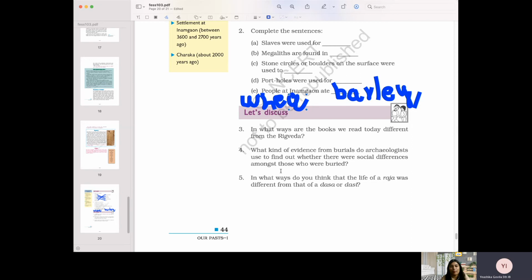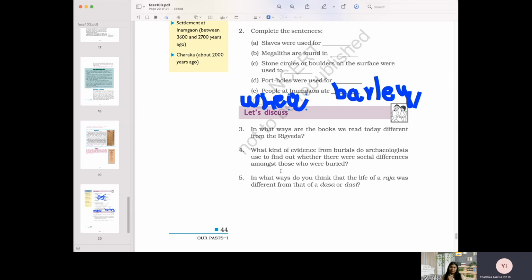What kind of evidence from burials do archaeologists use to find out whether there were social differences amongst those who are buried? Very simple. How they identified who was rich, who was poor. With the jewelry, and if they were kings, they used to kill the slaves also, so that with the afterlife, they can take care of the king. Yes, exactly. Even animals and all.